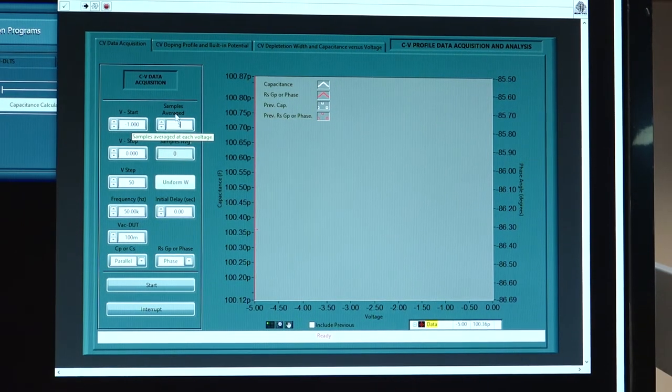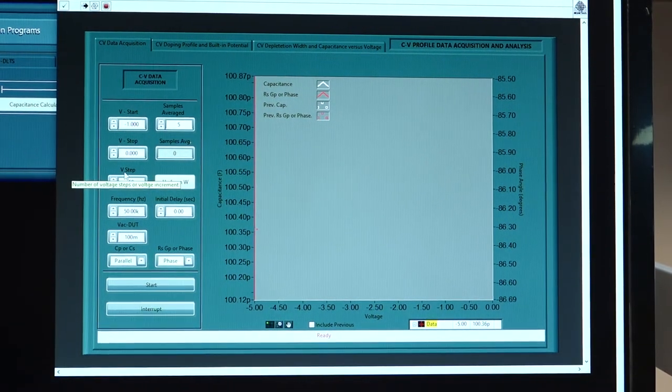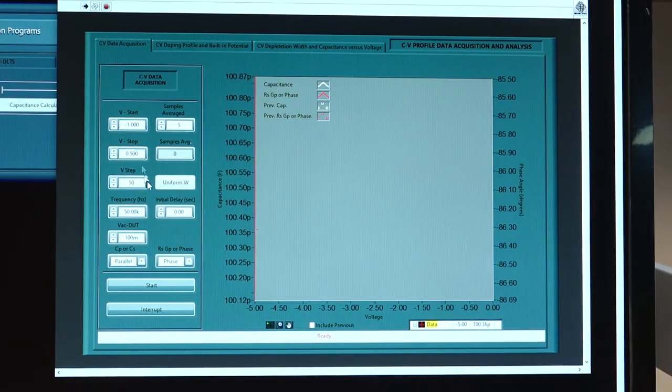Let's set it as 5. Let's set the stopping voltage at 0.87. Let's start with 0.5, where we expect the diode to be significantly forward biased. The step voltages, so you can select the step voltage here. Here there are two modes of selecting step voltages. One is uniform depletion width mode and another is uniform voltage steps mode.